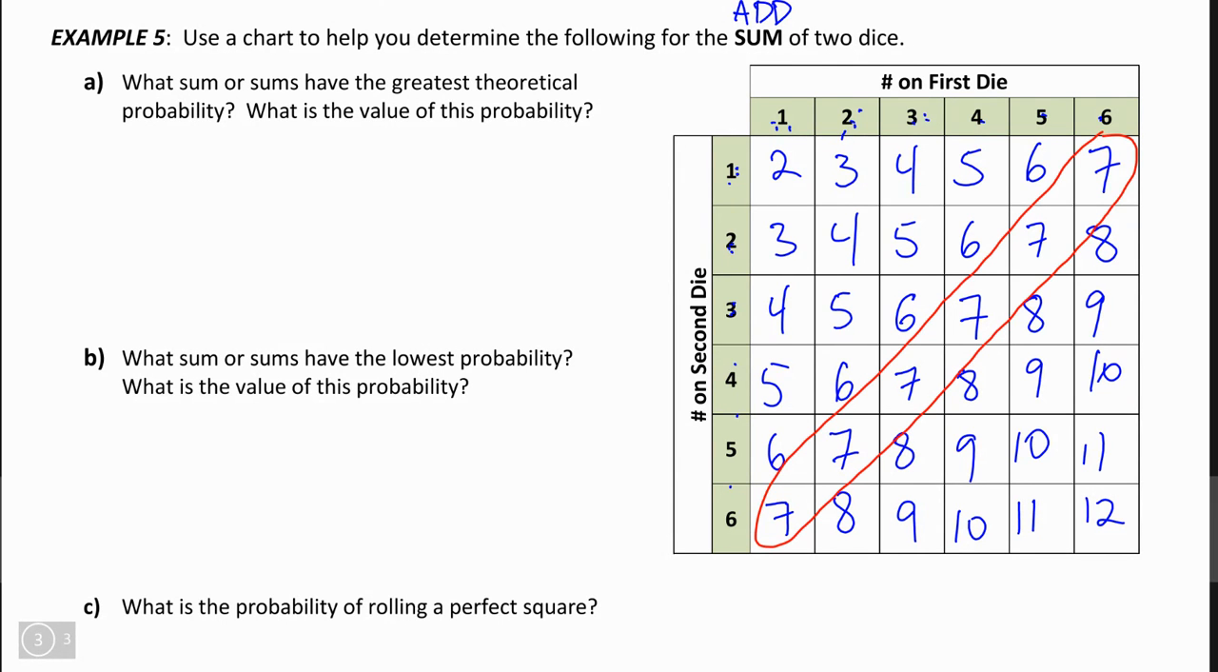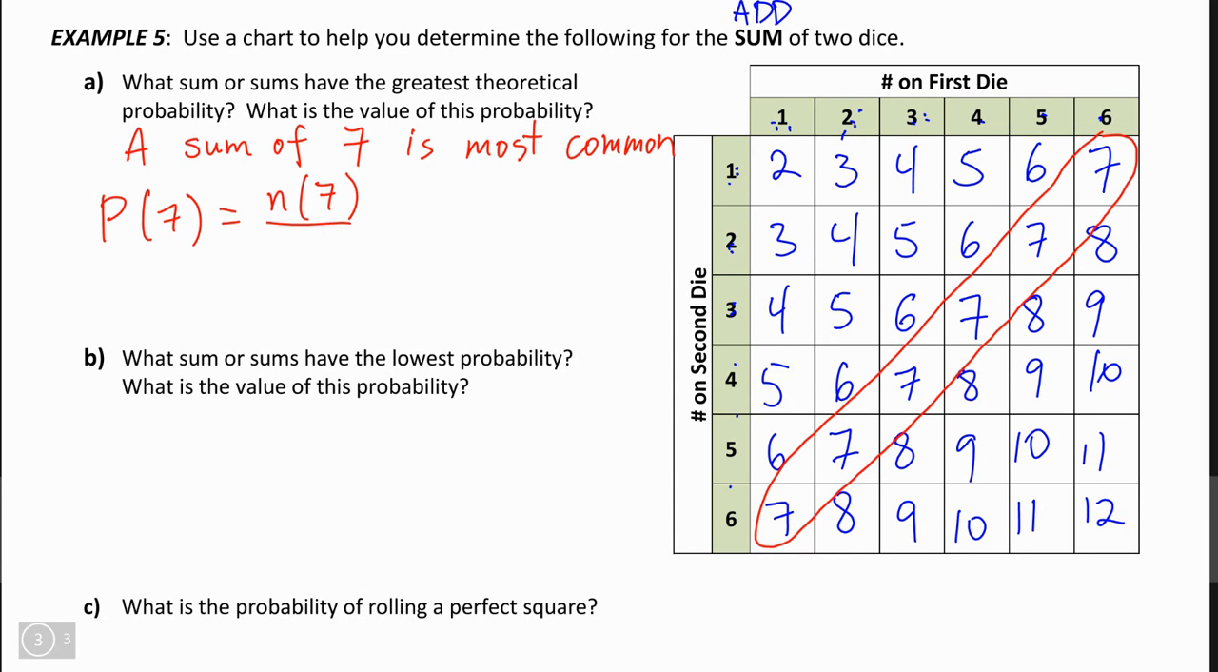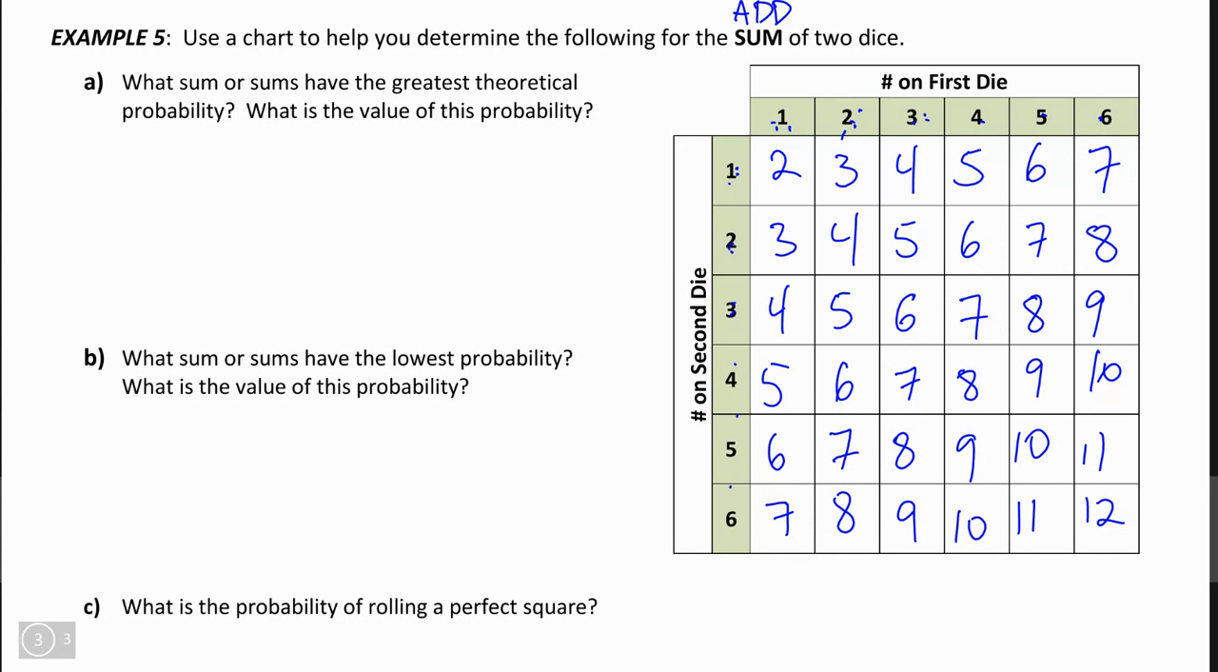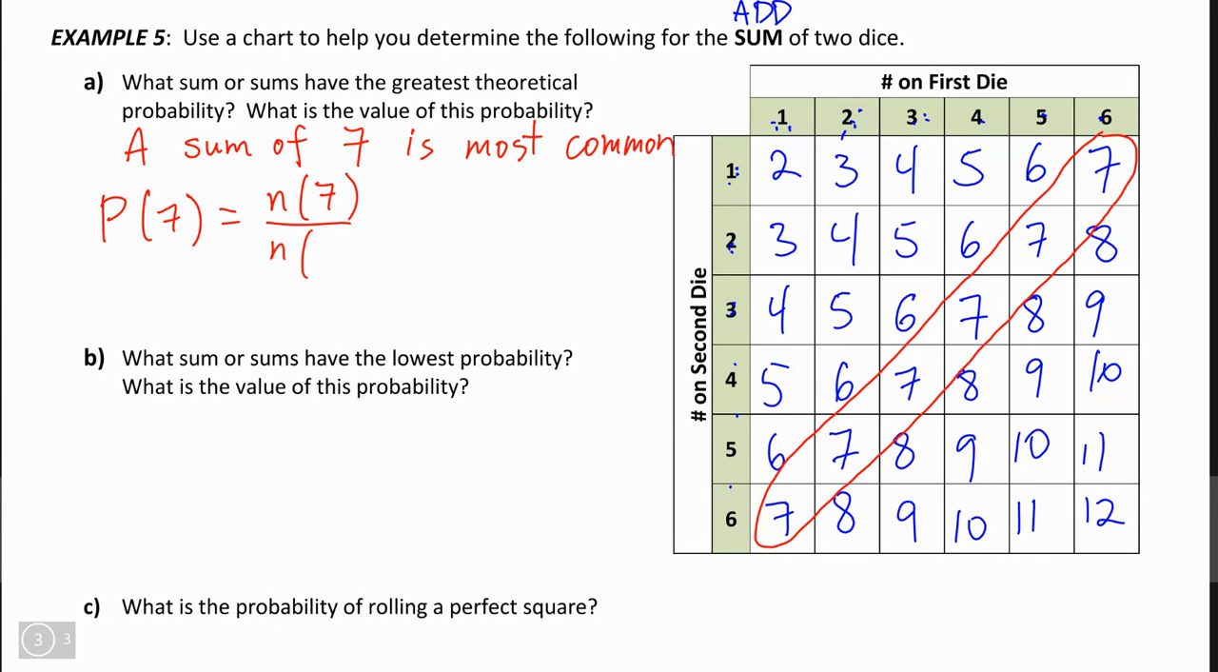So I'm going to say here a sum of 7 is most common. Okay, so the probability of rolling a 7 is equal to the number of possible outcomes you can get a 7, divided by the total number of possible outcomes. Okay, and that's going to be, well, there's 6 ways you can roll a 7.